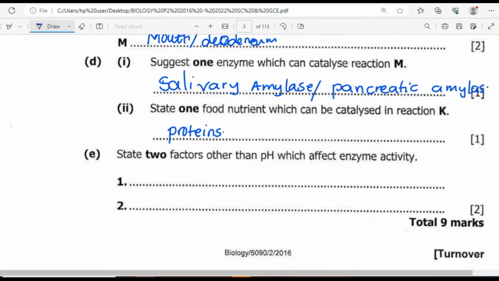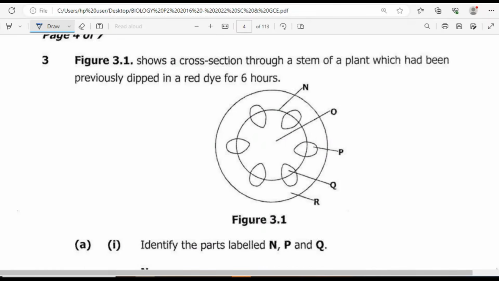State 2 factors other than the pH which affect enzyme activity. So the first one, temperature. Then the second one, enzyme concentration. Also, even the food substrate concentration can be the answer here. Okay, so now let's go to the third question.